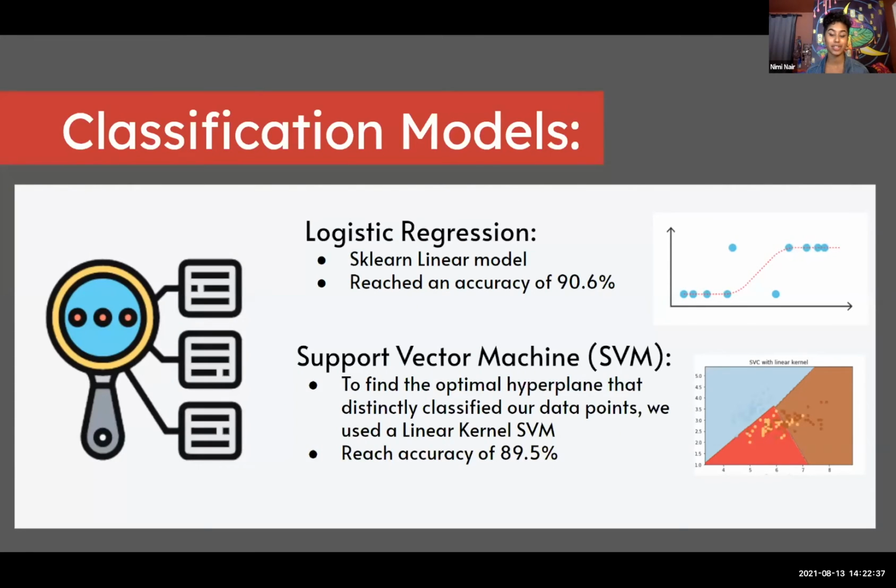So we tried 3 different classification models, and the first one we tried was logistic regression, and we used an sklearn linear model, and it reached an accuracy of around 90.6%. So this ended up being our most accurate model because it wasn't too overfitted, so we used this one for the website. But we also tried out a support vector machine learning model, and we used a linear kernel SVM, and it reached an accuracy of around 89.5%.